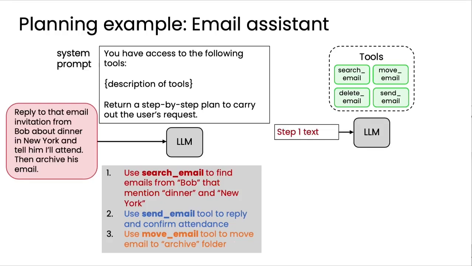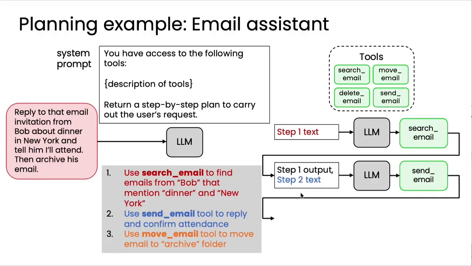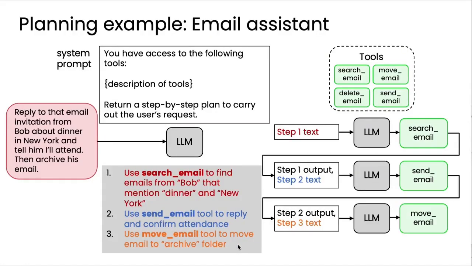Given this plan, which looks like a reasonable one, you would then again task an LLM step by step to carry out this plan. So the text from the first step, shown here in red, will be fed to the LLM with additional background context, and hopefully it'll trigger search email. Then the output of that can be given to an LLM again with the step 2 instructions to send an appropriate response. And then finally, assuming the email was sent successfully, you can take that output and have the LLM execute the third step of moving the email from Bob into the archive folder.